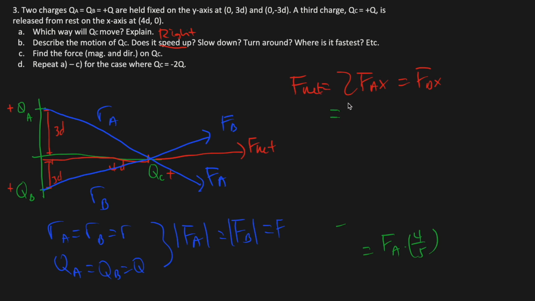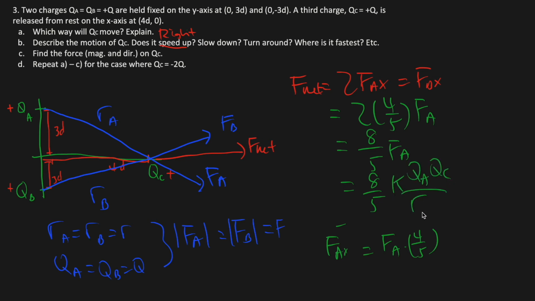So this is going to be equal to, so here this equation is equal to FAX. So this is going to be equal to 2 times 4 over 5 times FA. So 8 over 5 FA. So how do we calculate FA? So FA is equal to k QA QC over RA square.